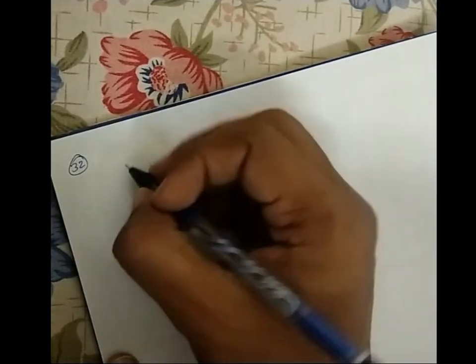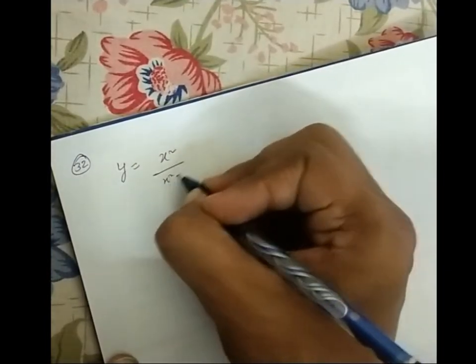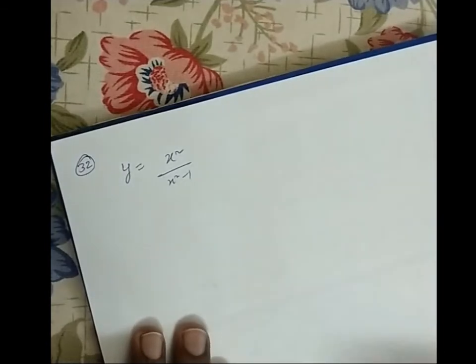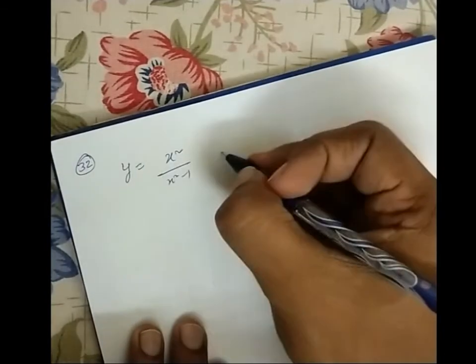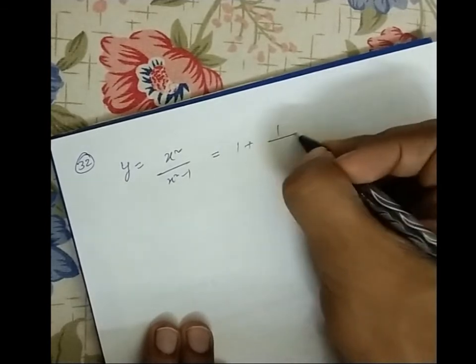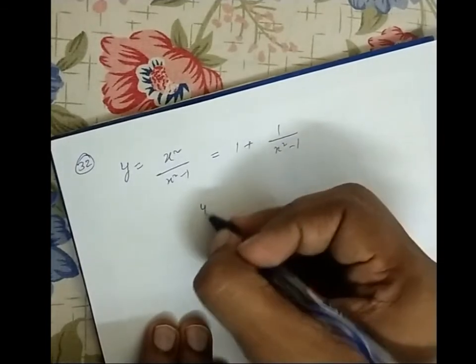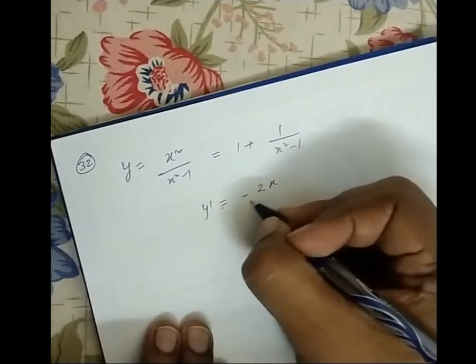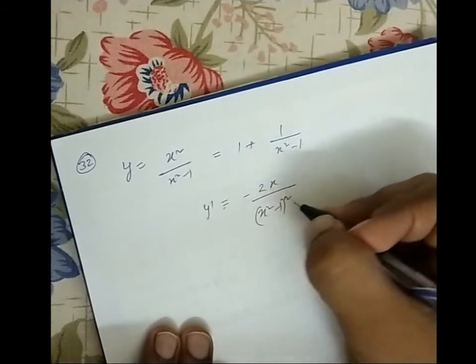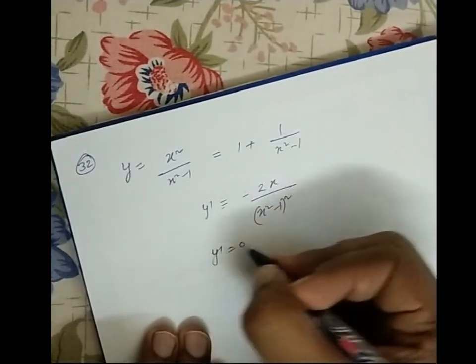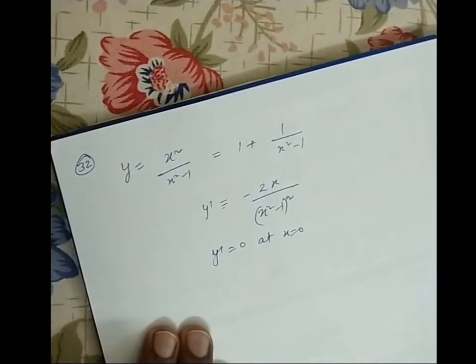So for question number 32, we have been given f(x) is equal to x square upon x square minus 1. So the function is not defined at x is equal to minus 1 and 1. For simplicity, we can write it as 1 plus 1 upon x square minus 1. And y dash will be equal to minus 2x upon (x square minus 1) whole square. So y dash is equal to 0 at x is equal to 0. This will be a point of maxima.